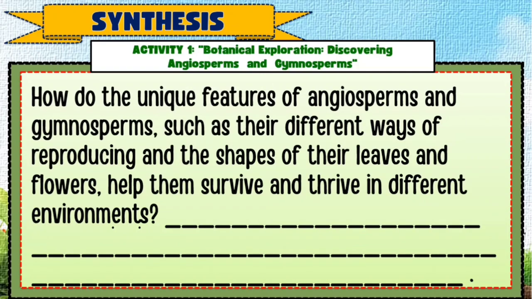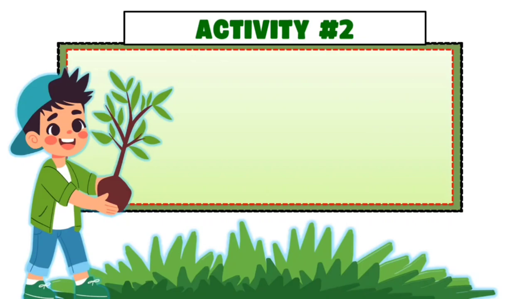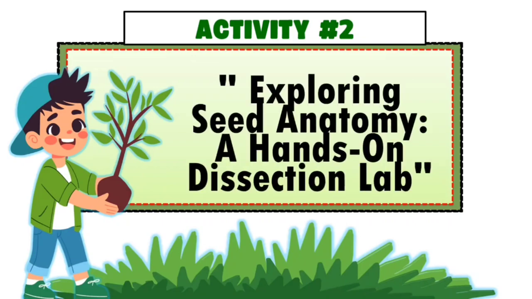How do the unique features of angiosperms and gymnosperms, such as their different ways of reproducing and the shapes of their leaves and flowers, help them survive and thrive in different environments? Activity number 2. Exploring seed anatomy, a hands-on dissection lab.